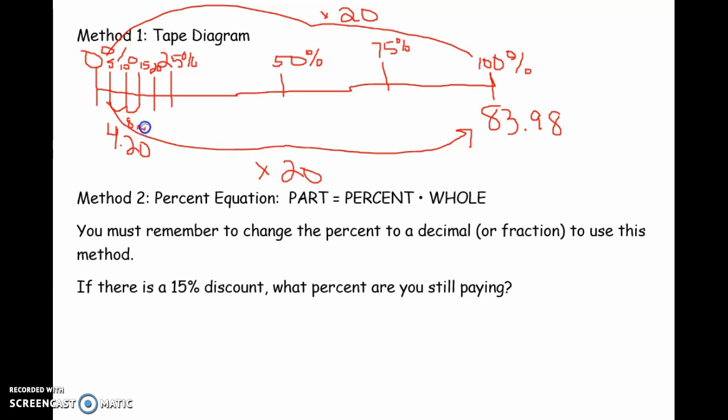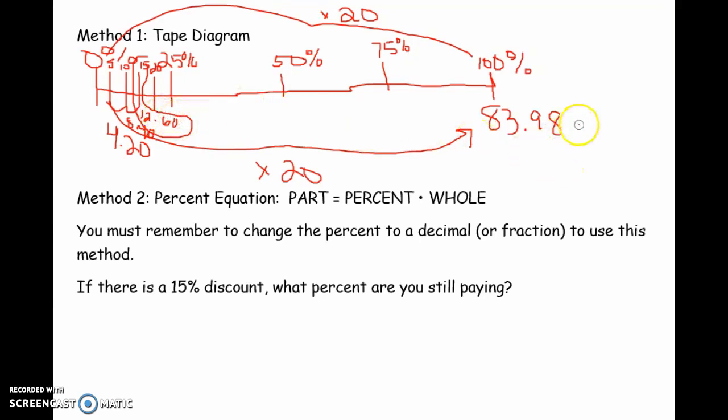That's at 10%. Then I'm going to add another $4.20. And I'm going to get $12.60. I don't know if you can read this, but that's at 15%. And by the way, it says 1220 or 1260, sorry.